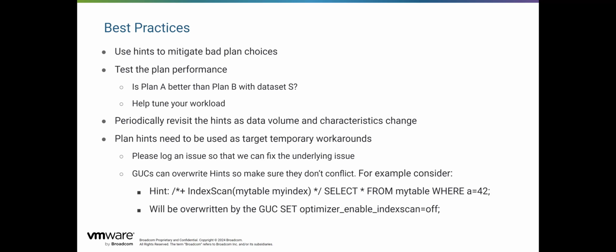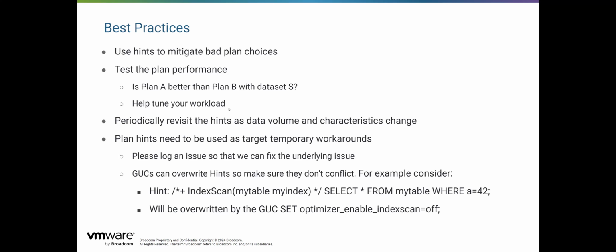So best practices: hints are to mitigate bad plan choices. Test your plan performance with the hints and figure out the plan that you want, because this is a tool to pin plans that you like. Periodically revisit hints because your data volume or data characteristics can change. And plan hints are temporary workarounds. What we don't want users to do is rely so heavily on plan hints that we are not getting feedback when there should be underpinning things that we can enhance. Make sure that you report any cases where it doesn't work as expected and you needed a plan hint.